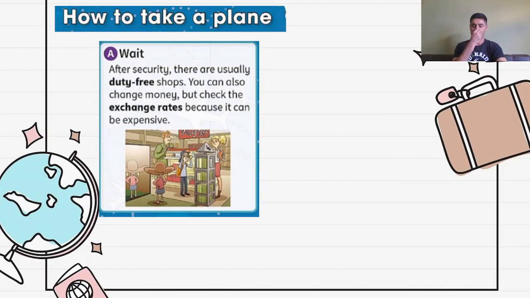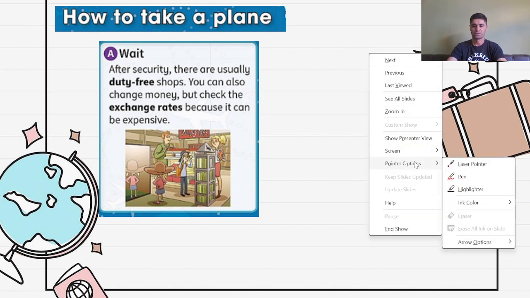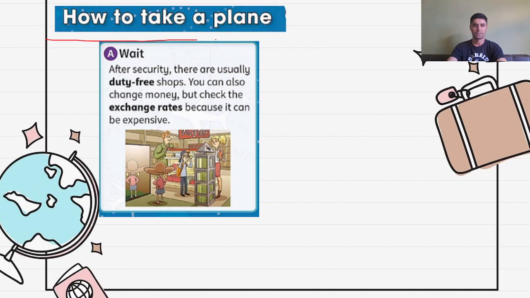Here we have a section and let's have a look at these sentences. Just a second, I'm going to use the pointer pen. How to take a plane. So now we're going to see the process of taking a plane. First, wait. We have to wait, and while we're waiting, after security, there are usually duty-free shops, the shops inside the airport. You can also change money, but check the exchange rates because it can be expensive.